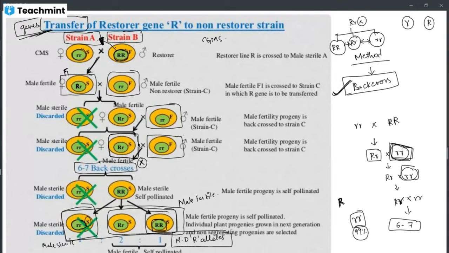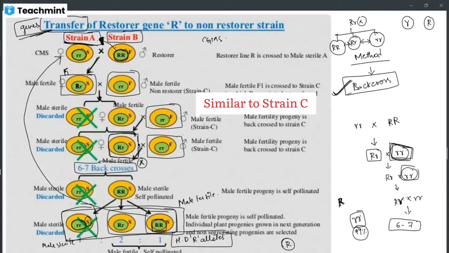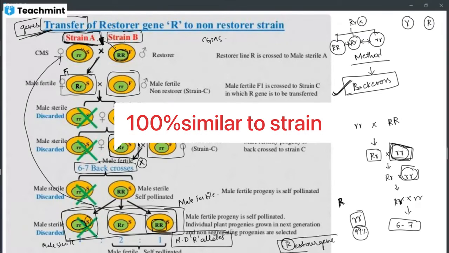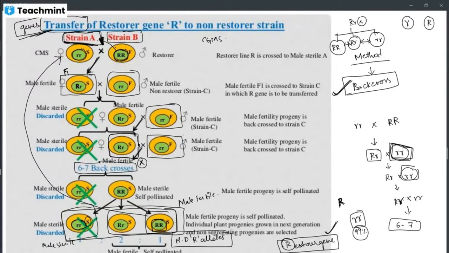This line is almost similar to your strain A except for the gene capital R. Okay, is it okay? Yes, sir. This is 100% similar to strain A except for which gene? Capital R. What do you call that gene capital R? Restorer gene, okay? Except for the restorer gene, right? Yes, sir. How will you transfer the restorer gene from one strain to another strain? Which method will you use?